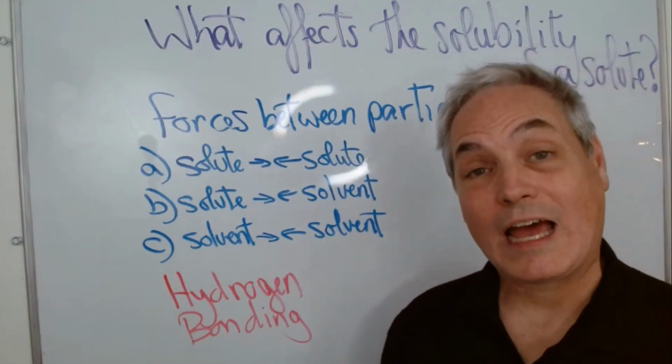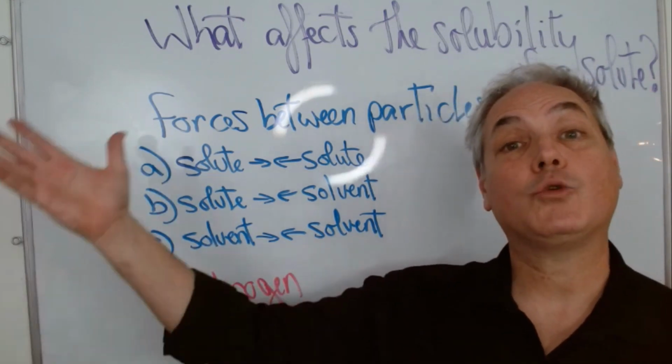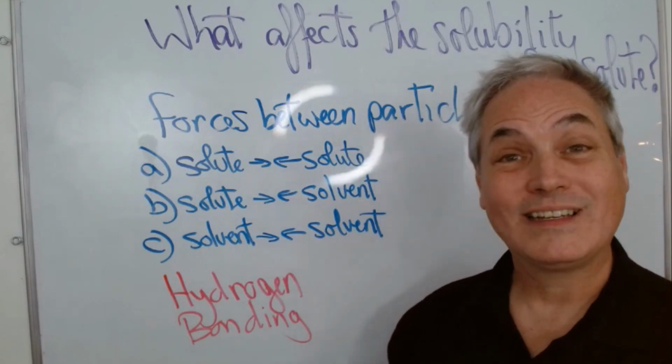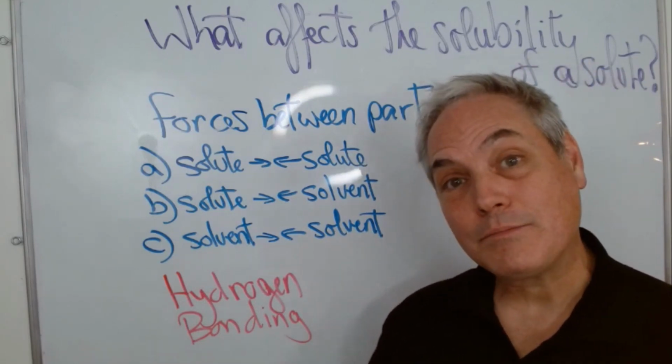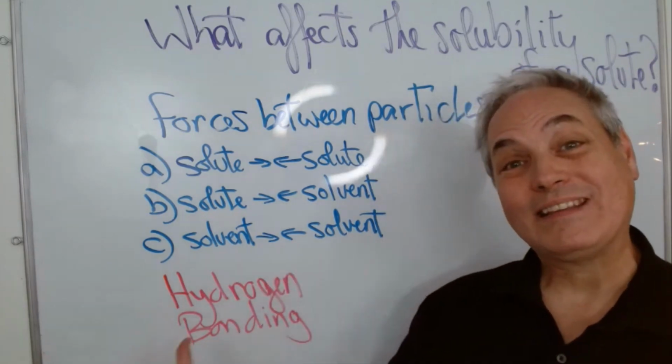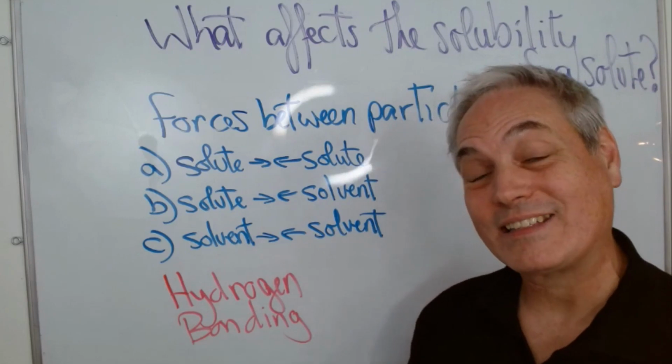So what really happens when you try to put a solute, for example, salt or sugar, and you want to dissolve it in water? Here you've got water, you've got a solute that is salt. How is it that something wants to get dissolved in another substance? Here's an excellent question.